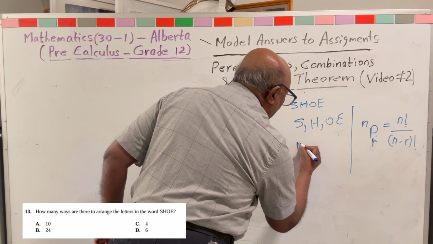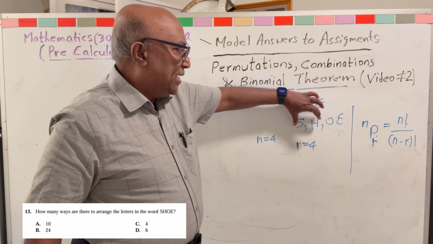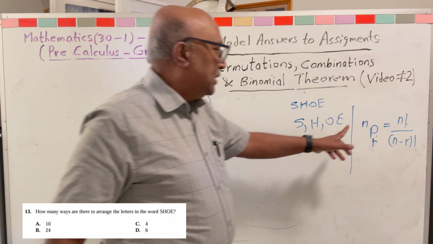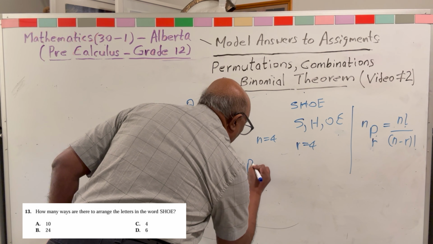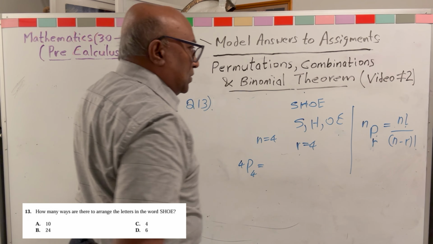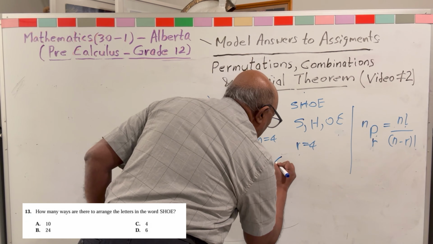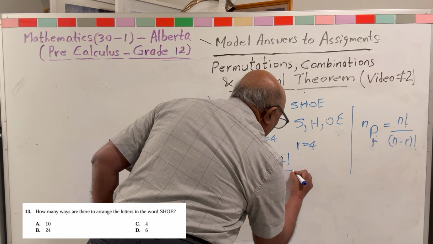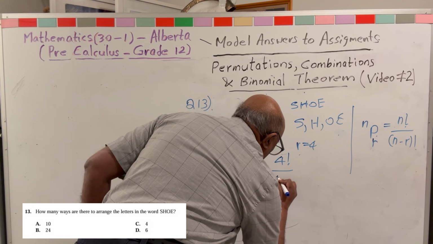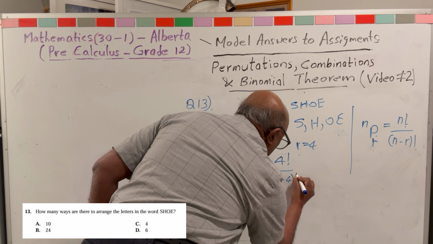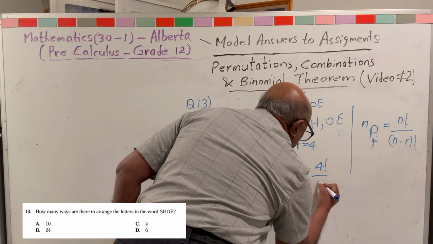R is also 4. We have to arrange all these letters. Out of 4, we have to arrange all these letters in a straight line. Both n and r are 4. Our answer is this one now, 4P4. Okay, let's substitute here. Factorial 4 over 4 minus 4. What is the answer? Factorial 4 divided by factorial 0.